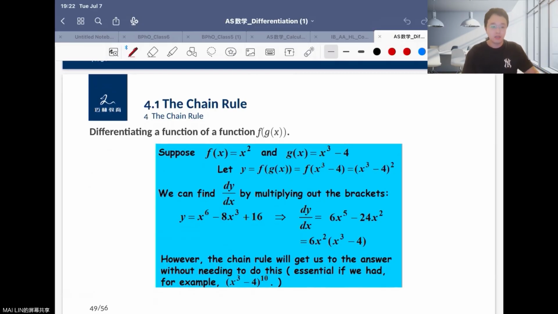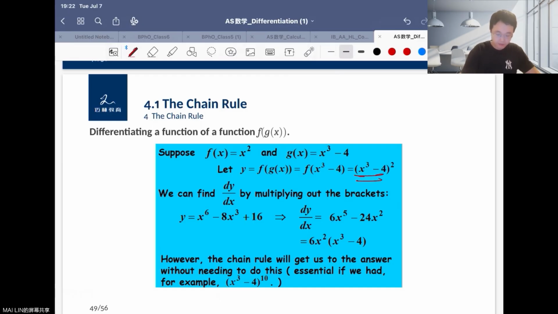If you want to set the composite function as f(g(x)), you can set it as (x cubed minus 4), which can also be considered as (x cubed minus 4) squared. That is for f(g(x)). After that, you can try differentiation.